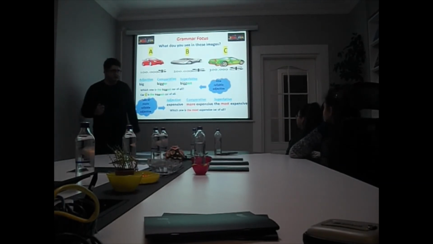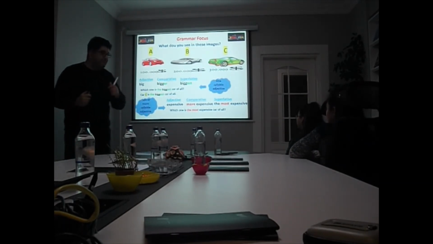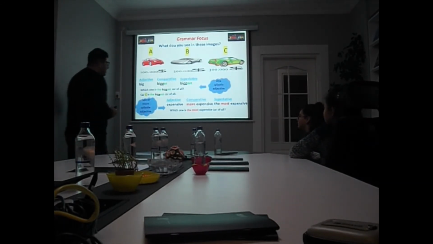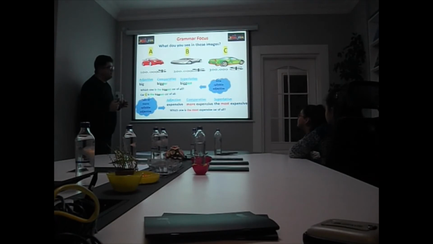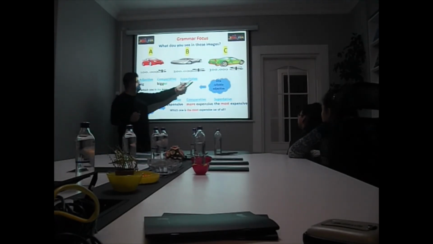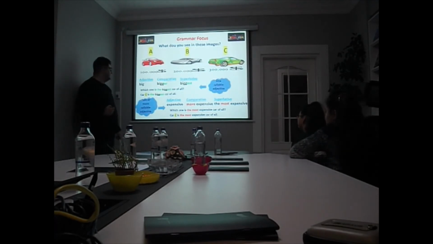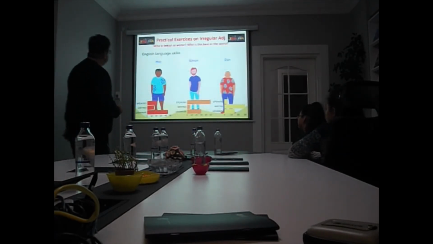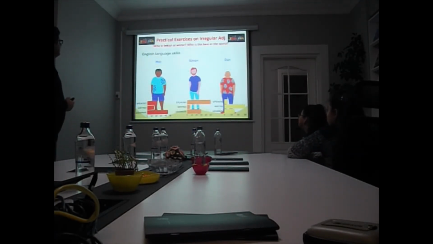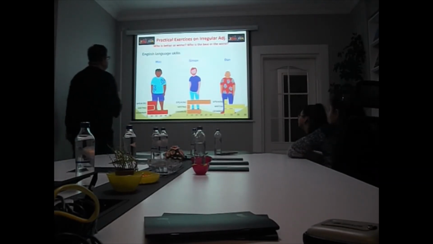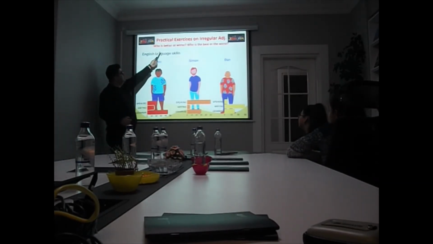Which one is the most expensive car of all three? And the answer is? Car C is perfect. Well, because it's $300. Car C is the most expensive car of all. Okay, that's enough. Another example, but this time we're going to use irregular.